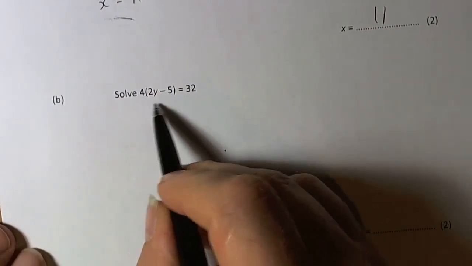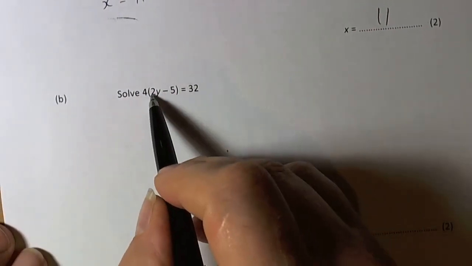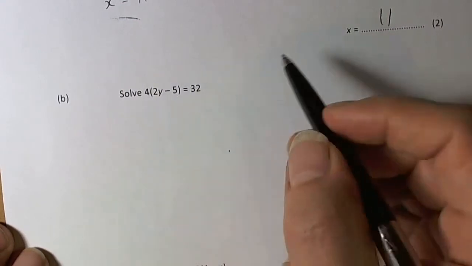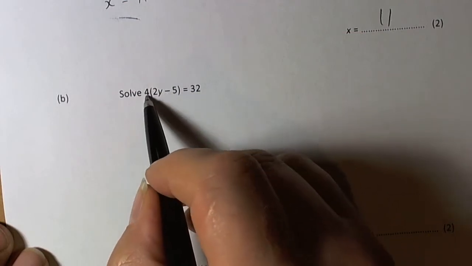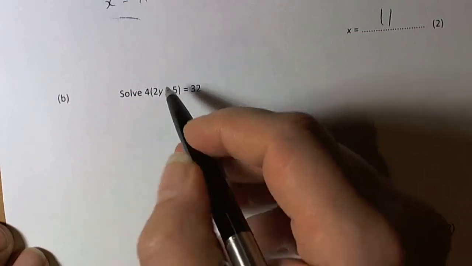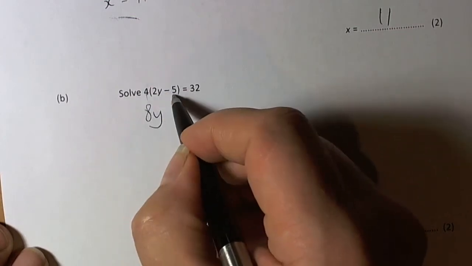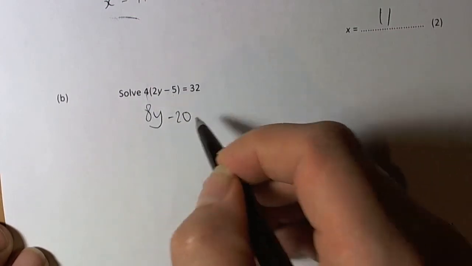This one, we want to solve it, but at the moment we've got a bracket in the way. So best way is to expand the bracket. Sometimes there's quicker ways, but habits that work. Expand the bracket first. 4 lots of 2y is 8y. 4 lots of 5 is 20, but we've got minus, so it's minus 20.